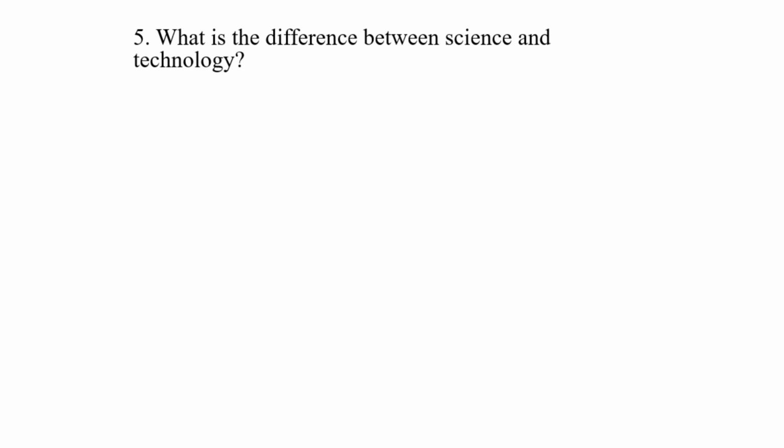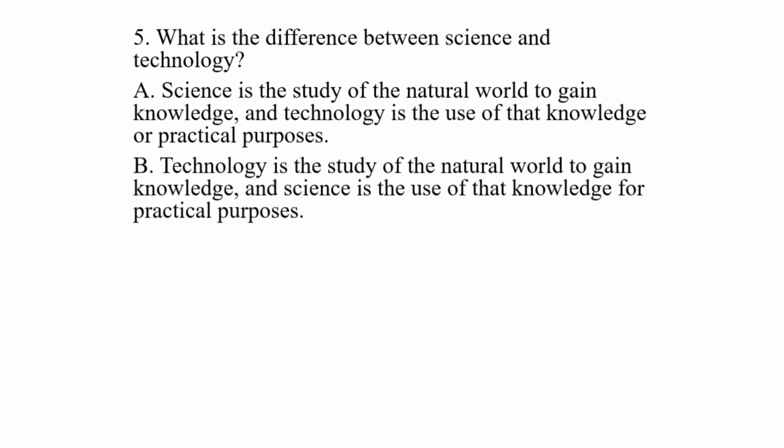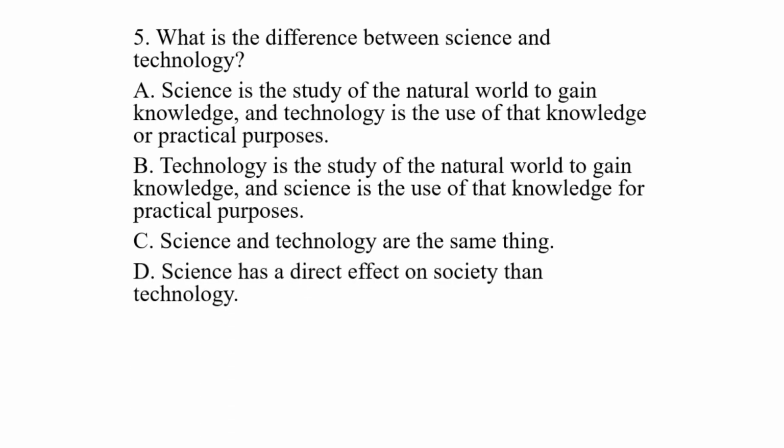Question number 5. What is the difference between science and technology? A. Science is the study of the natural world to gain knowledge, and technology is the use of that knowledge for practical purposes. B. Technology is the study of the natural world to gain knowledge, and science is the use of that knowledge for practical purpose. C. Science and technology are the same thing. D. Science has a direct effect on society than technology.